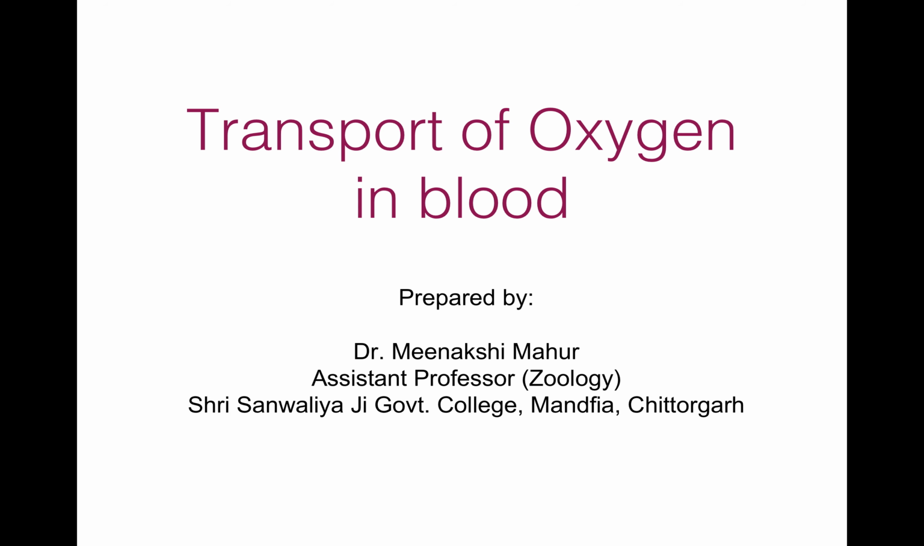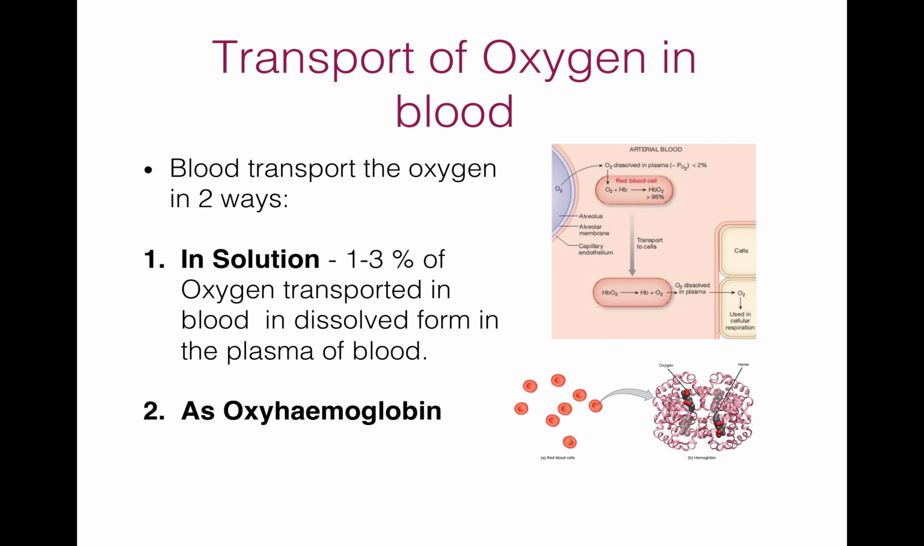Today my topic is transport of respiratory gas, that is oxygen in blood. Blood transports oxygen from the respiratory organ to the tissue cells, and it also transports carbon dioxide from the tissue cells to the respiratory membrane. So today I will explain how blood transports the oxygen.